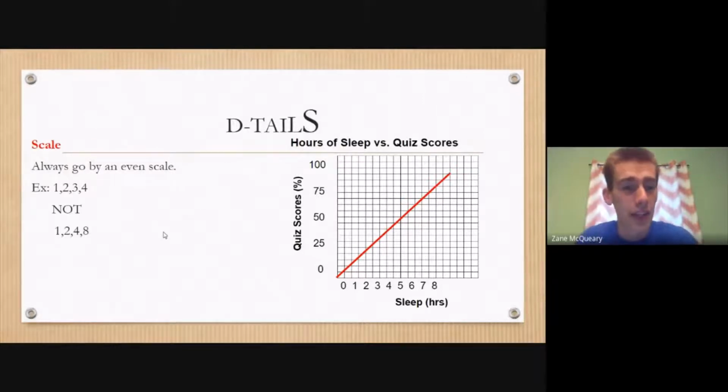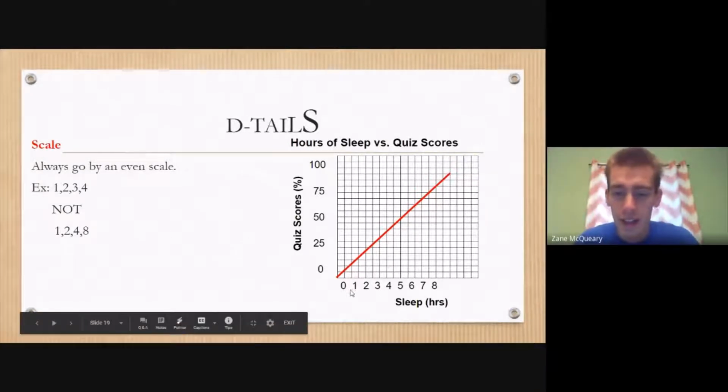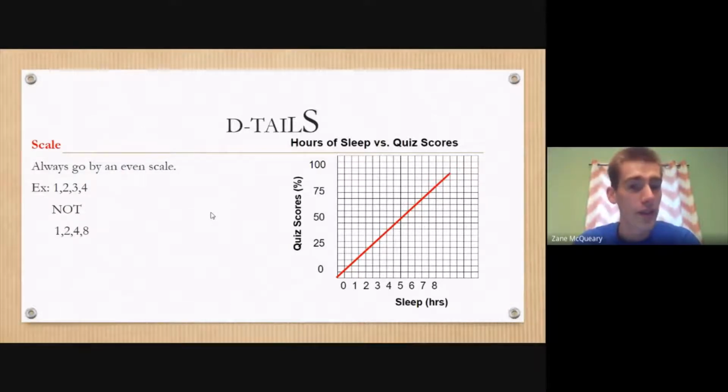And finally, S for scale. Always go by an even scale. On the x-axis, our scale is by ones. On the y-axis, it's by 25. Okay? You don't want to have things like logarithmic graphs. They're a little more difficult to read because they don't go by the same scale.